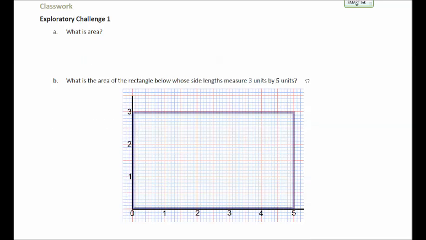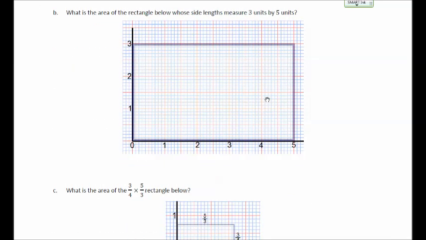So down here's a question I'm sure you're familiar with. What is the area of the rectangle below whose side lengths measure 3 units by 5 units? And you might say to yourself, I know that the area of a rectangle is base times height. And the base looks like it's 5, and the height looks like it's 3. And so 5 times 3, because it's a rectangle, is 15. And that's true. But 15 what? Well, it's 15 square units.